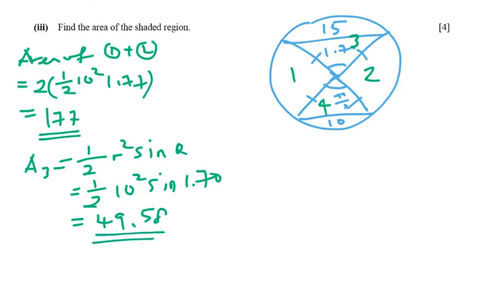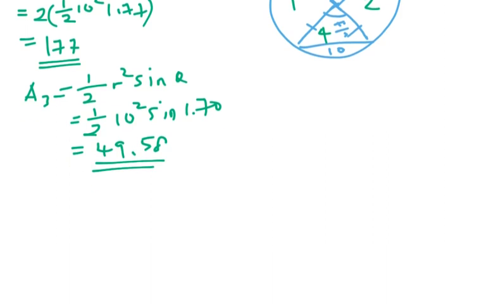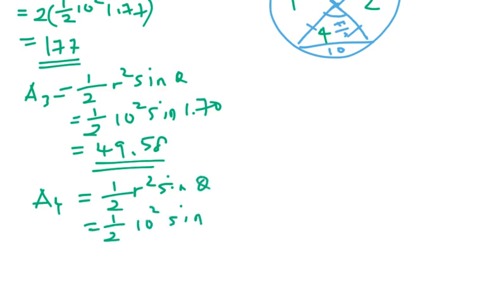Move on to area number 4. Area number 4 is equivalent to 1 over 2 r squared sine theta. Same thing, substitute the value of the radius, the angle, which is pi over 3. You will be able to get 43.3.